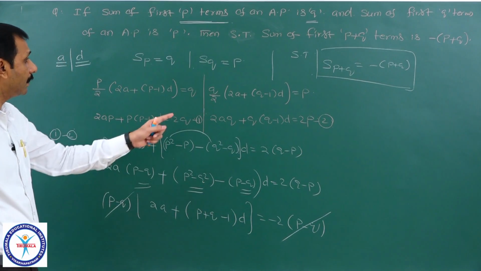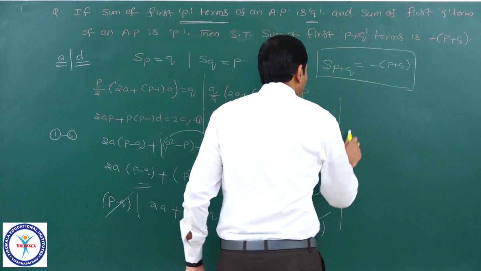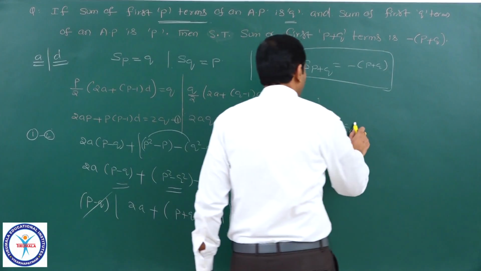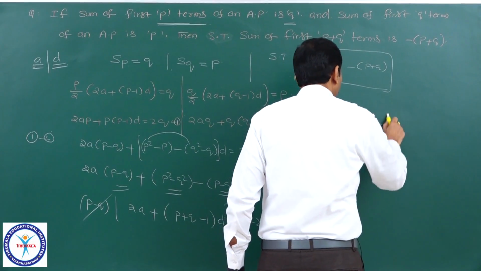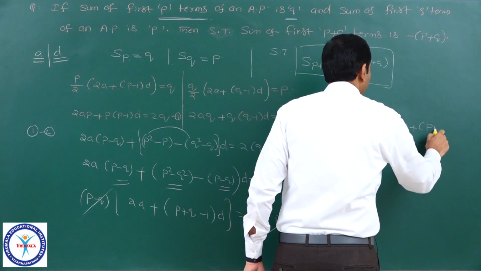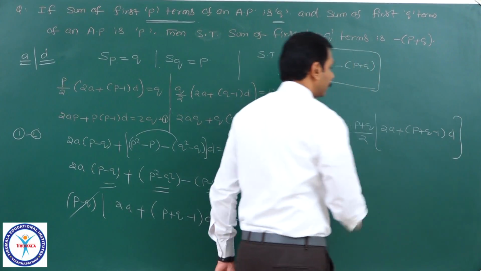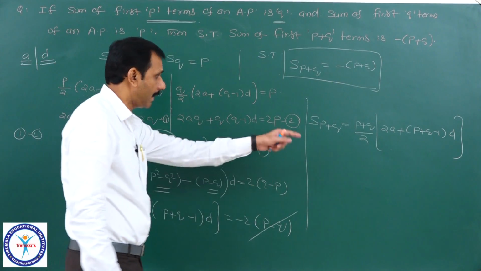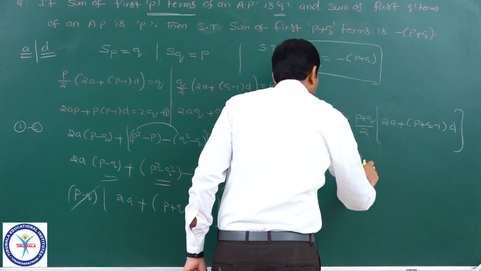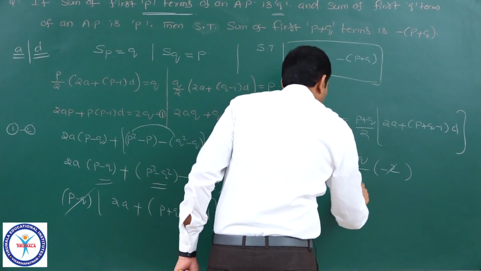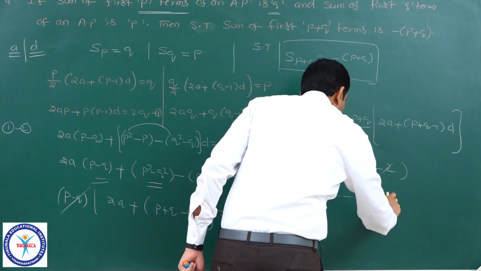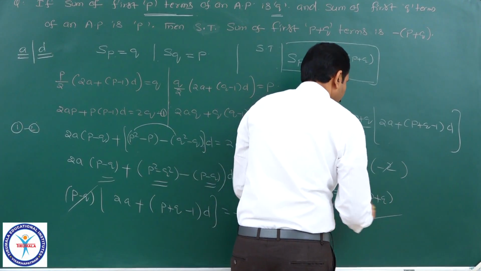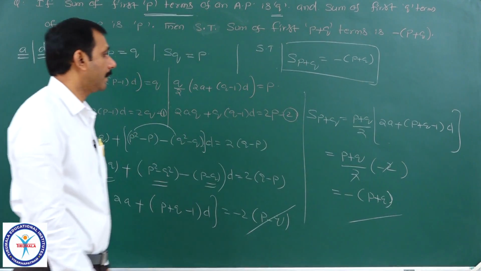What I want is the value of S of p plus q. Therefore, the sum of the first p plus q terms is equal to (p plus q) by 2 into (2a plus (p plus q minus 1) into d). But what is 2a plus (p plus q minus 1) into d? It is equal to minus 2. So it is (p plus q) by 2 into minus 2. The 2 cancels, and the value is minus of (p plus q).